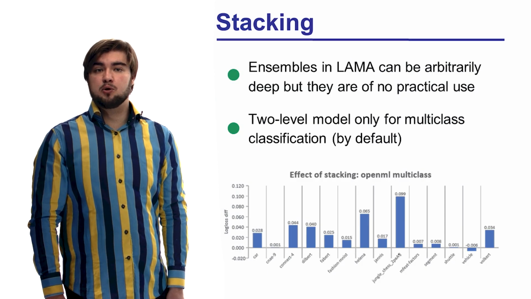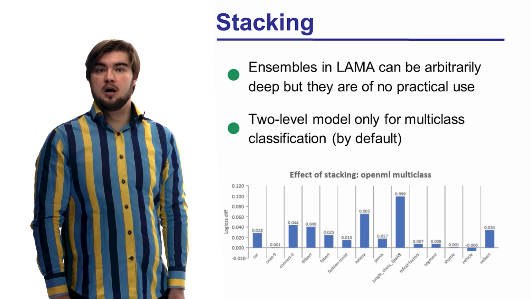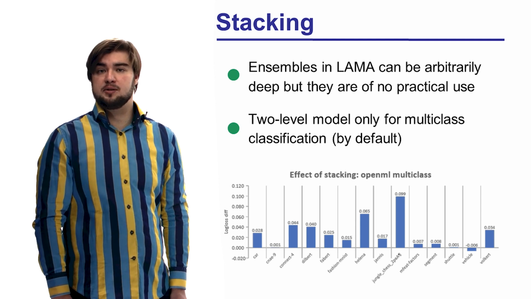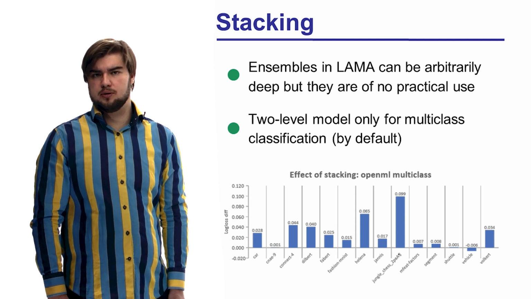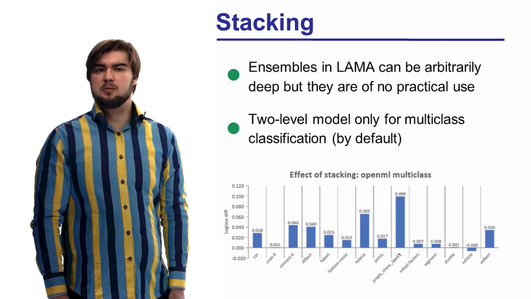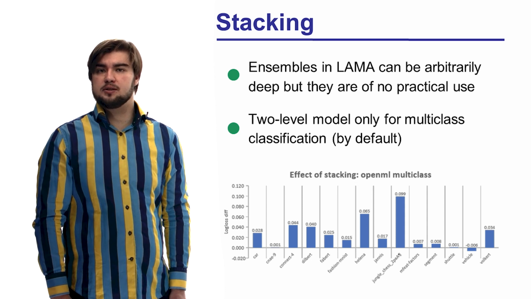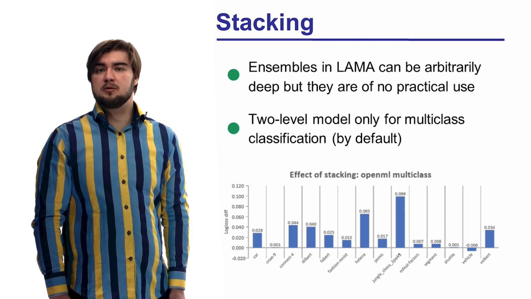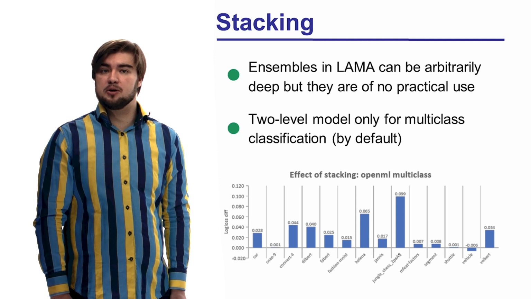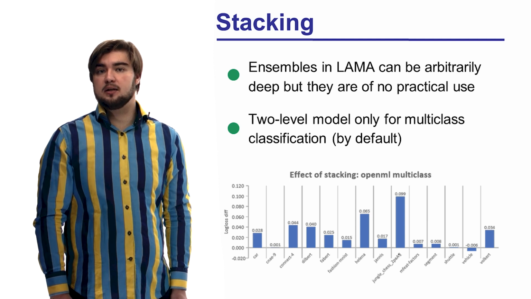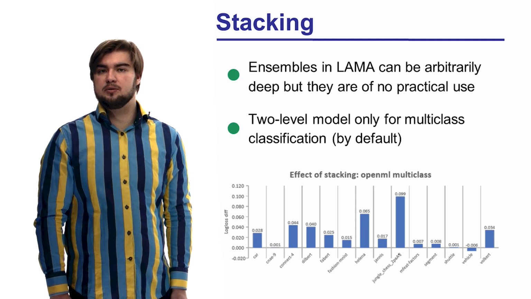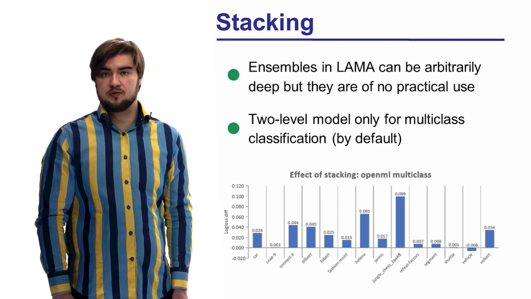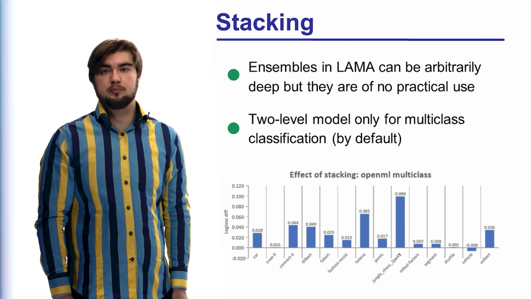LightAutoML supports several levels of models, allowing to create arbitrarily deep stacking ensembles, but they are of no practical use. By default, two-level pipelines are used only for multi-class classification. In experiments carried out by the developers of LightAutoML, stacking made an improvement for multi-class classification, while the metrics for regression and binary classification stayed the same.